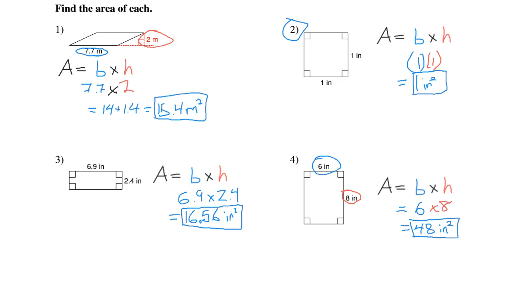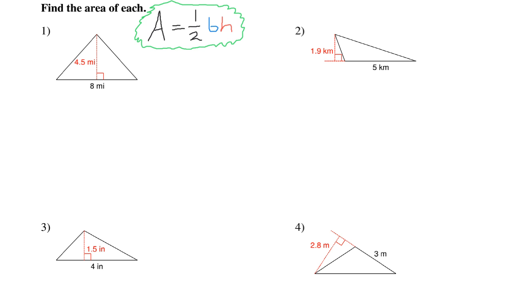All right, let's look at some areas of triangles. All right, guys, so here we're going to be looking at the area of some triangles. So our formula here is actually circled in green at the top. In this case, it's 1/2 base times height. Remember, we've talked about before the idea that every triangle is kind of like a half of a rectangle. So we can use this formula that's basically just a modification of the rectangle formula, 1/2 base times height.